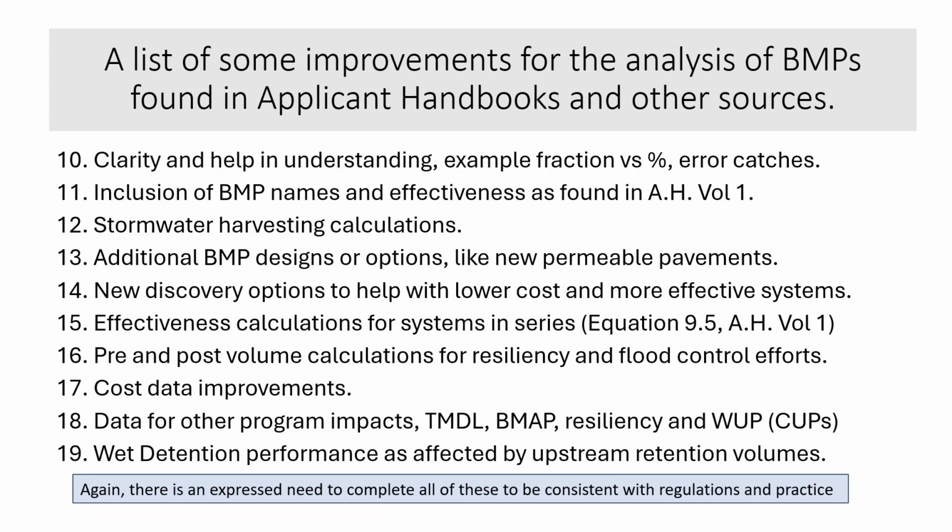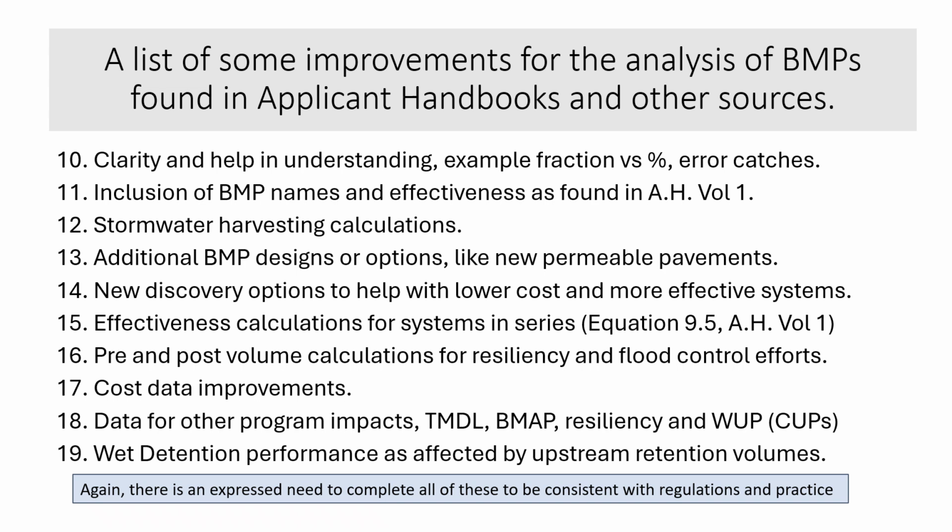Continuing our discussion on potential improvements, a key area is enhancing the clarity and comprehensibility of our analysis. This includes simplifying concepts, for example, clarifying when to use fractions versus percentages, and incorporating error catches to improve accuracy. We also need to ensure the consistent inclusion of BMP names and their effectiveness ratings, aligning them with official sources like Volume 1 of the Applicant Handbook.